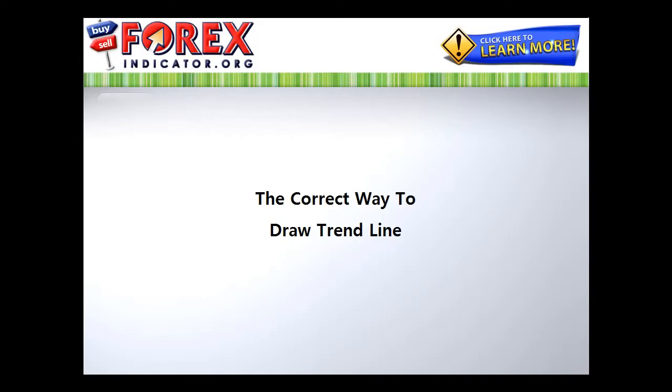So first of all, you must understand there are two kinds of trend line. One is the support trend line, while the other is the resistance trend line. So let's take a look at these two trend lines now.